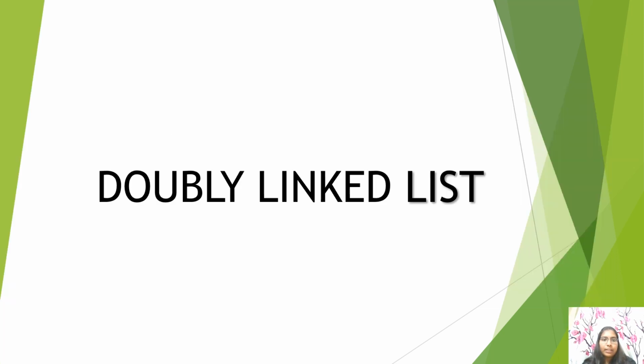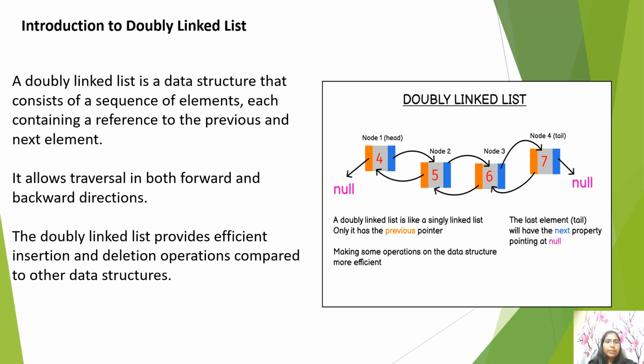Now let us get into the third and final topic, that is doubly linked list. Introduction to doubly linked list. A doubly linked list is a data structure that consists of a sequence of elements, each containing a reference to the previous and next element. It allows traversal in both forward and backward directions. The doubly linked list provides efficient insertion and deletion operations compared to other data structures.